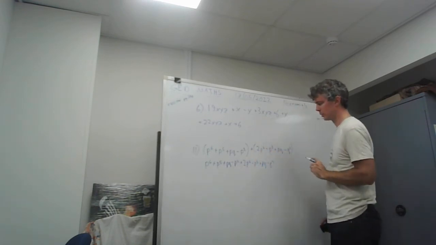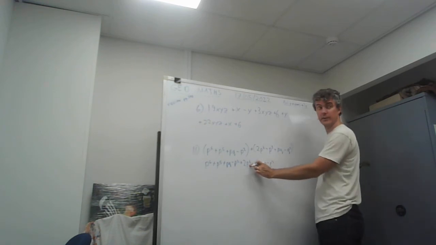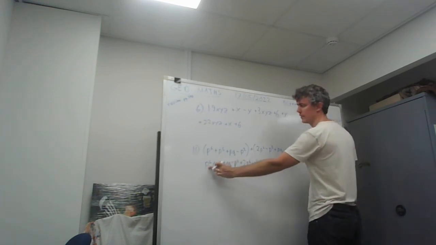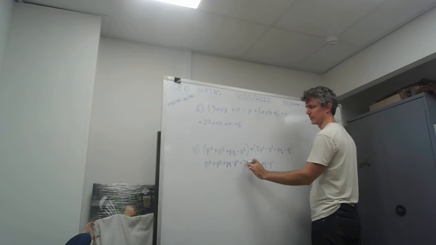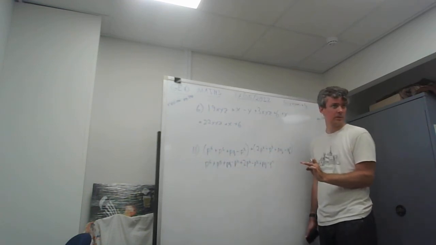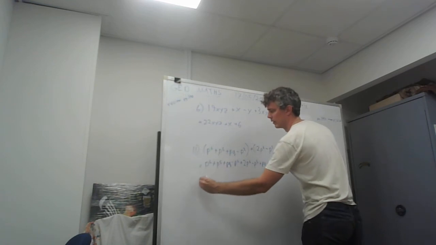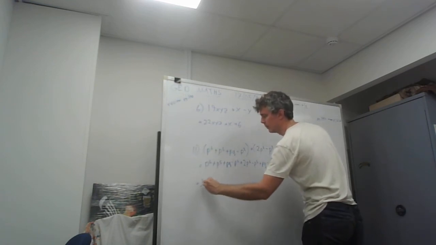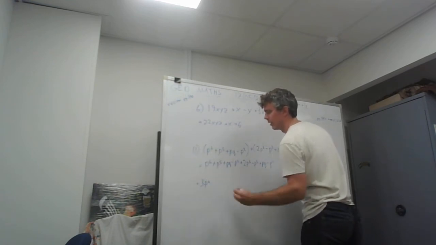Okay, so we start with the highest one, which is the 6th, right? So p to the 6th, p to the 6th. So here there's nothing, so it's a 1, plus 2, 3. 3p to the power of 6.